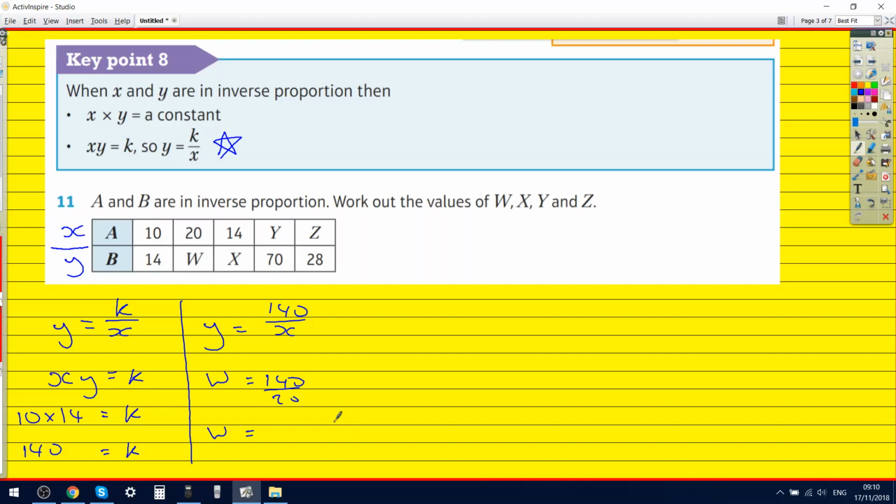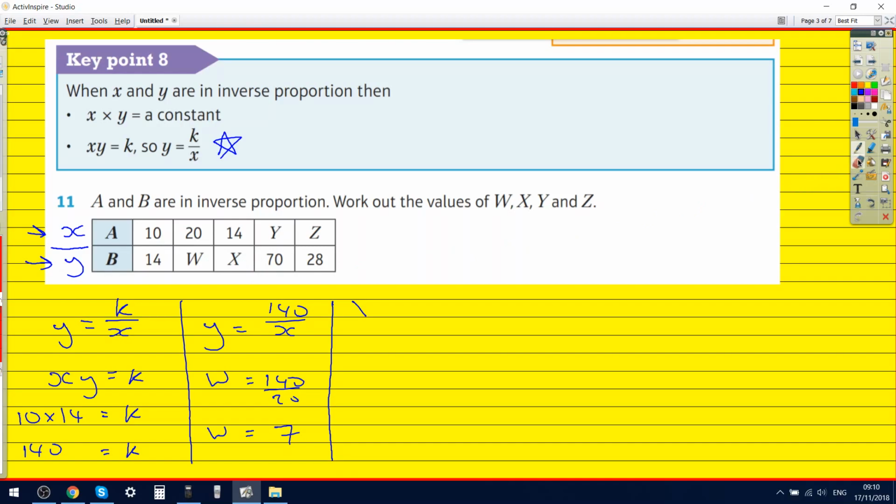W is about 7. Yep. How about x? This next one. So what I just do, 14 equals 140 over x. So they called it x, but strangely, we were calling them x and y, like x just being the top number, y being the bottom number.